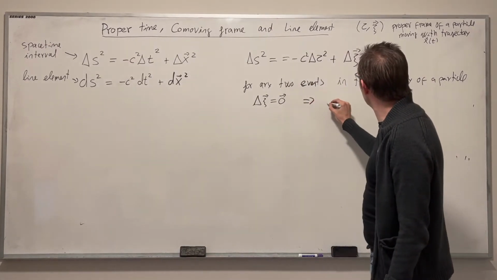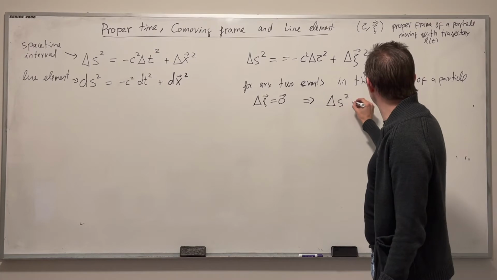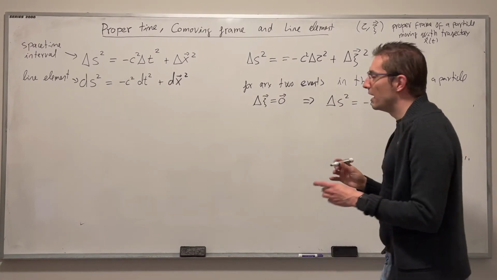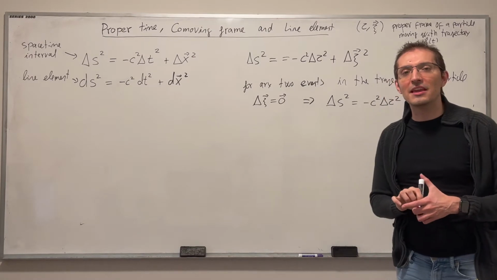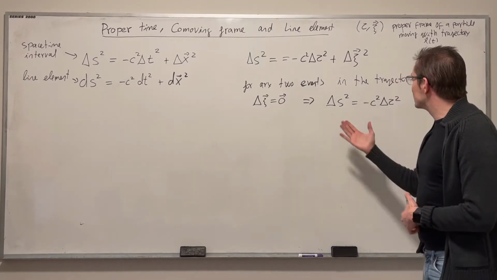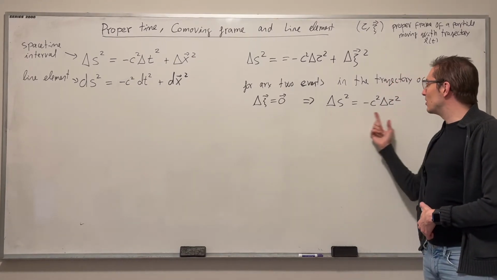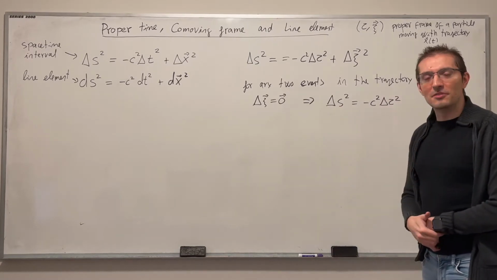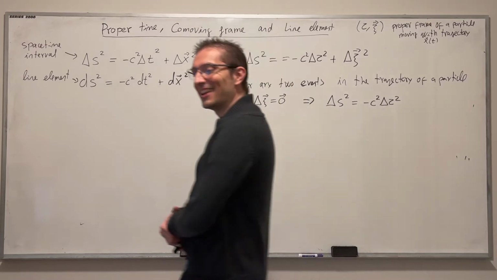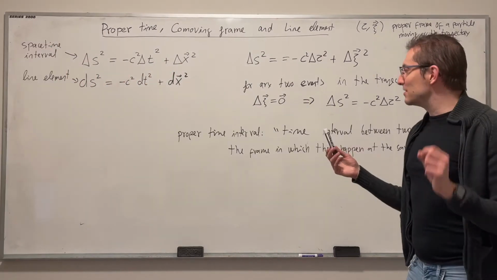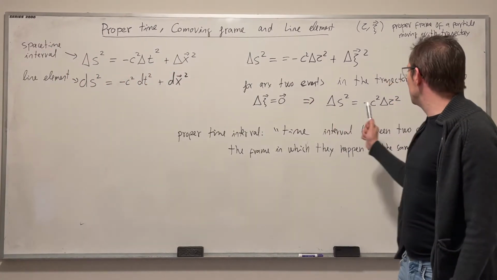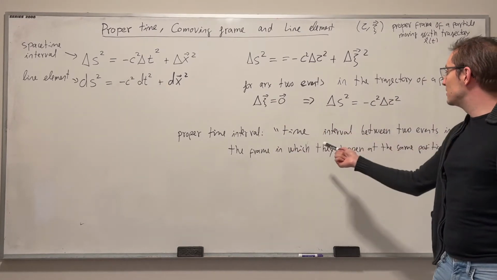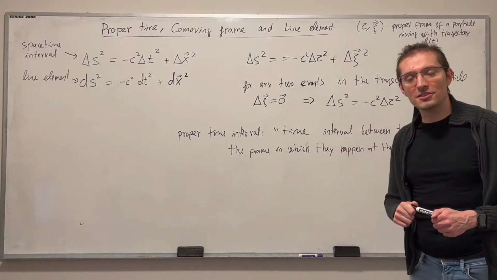Okay? Right. So we see here that in that case, for any 2 events in the trajectory of a particle, delta squared is equal to minus c delta tau squared. And that is extremely interesting, because that tells you that an interval of proper time is equal to the space-time interval. Huh? How is that? Interesting. Let me define now proper time interval, this delta tau squared, as the time interval between 2 events in the frame in which they happen at the same position.